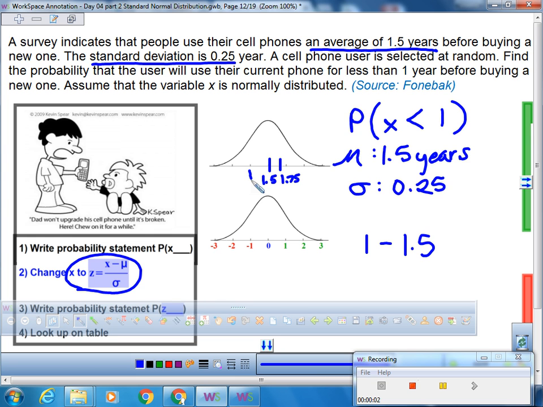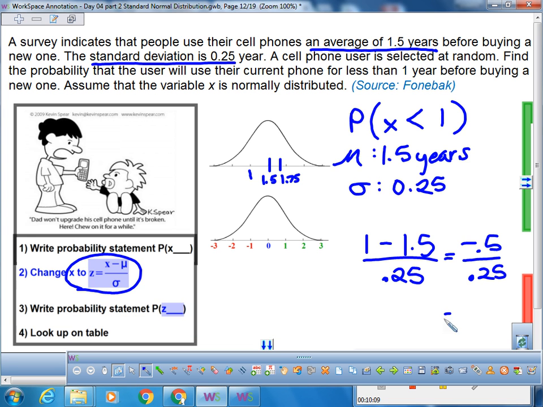Did you follow that? Okay, so 1 minus 1.5 divided by 0.25. 1 minus 1.5 is negative 0.5, divided by 0.25. Put it in a calculator. Tell me what you get. Negative 2? Awesome. So did I really need to use a z-score for this? No, I didn't need to. But look it up on your table.